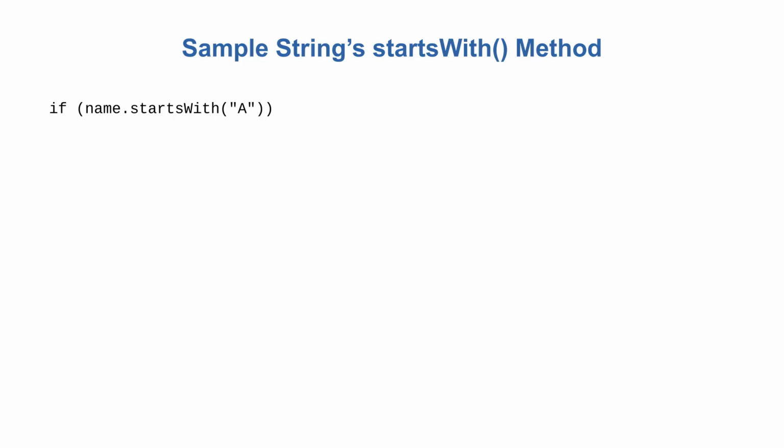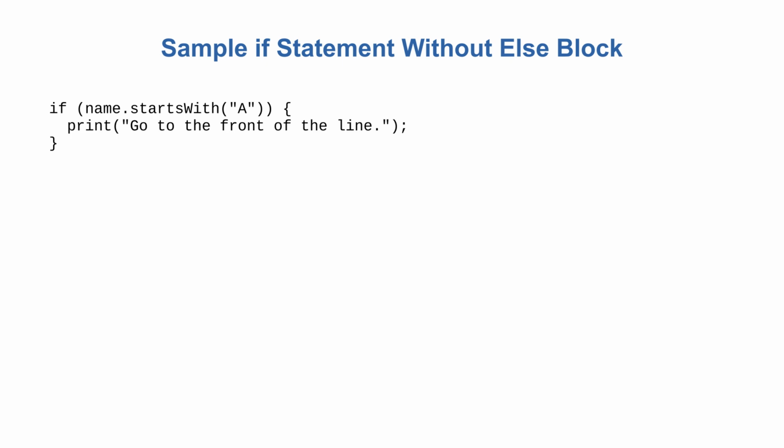Other common string tests are to check if the string starts with, ends with, or contains a specific string. For example, to check if name starts with A, use if name starts with A. You could also use an if statement without an else block like this. If name starts with A, print, go to the front of the line. In this case, if name doesn't start with A, the code won't print anything. We'll use string's startsWith method and an if statement without an else block next.